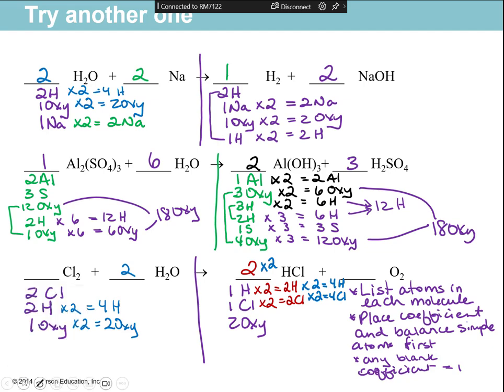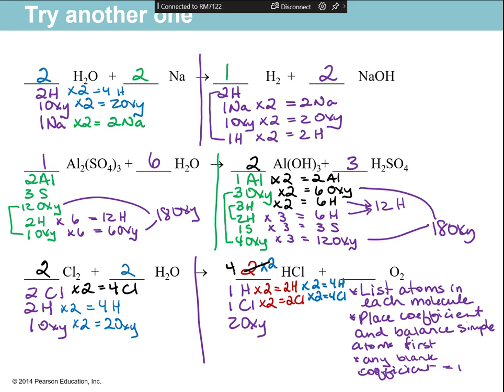Okay, what did I do now? So my chlorines aren't balanced. My oxygens are and my hydrogens are, but now my chlorines are not. So how do I balance the chlorines? Over on the left side, I've got to put a 2. That means times 2 is going to give me 4 chlorines. So see how I had to do that twice? If you have to do that at the end, that means this is a 4.